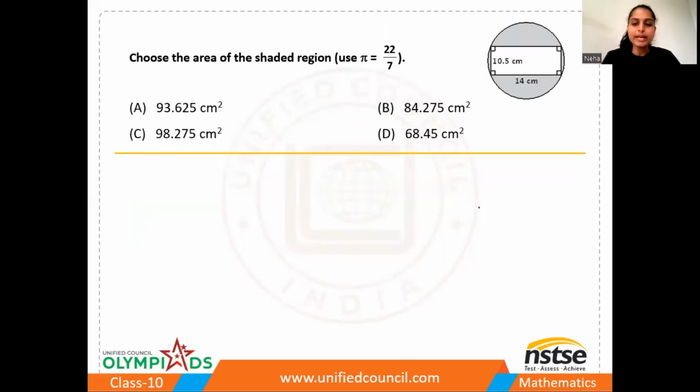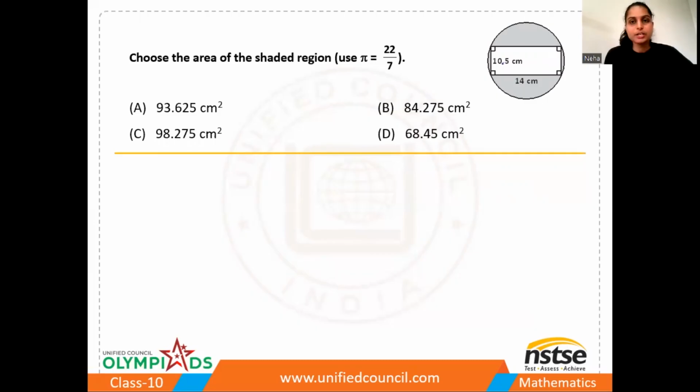Okay. So in the next question, what is given and what they are asking: choose the area of the shaded region. One circle is given here and some area is shaded and some area is not shaded. I have to just find out the area of the shaded region. To find it, I can find the area of the circle and subtract the area of this rectangle from the area of the circle. Clear? Then I can get the area of the shaded region.